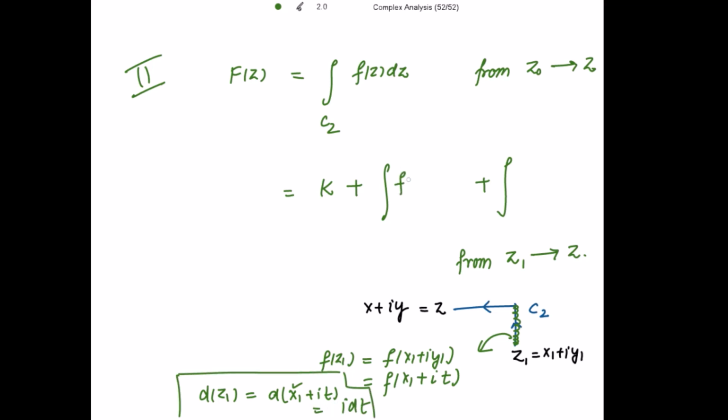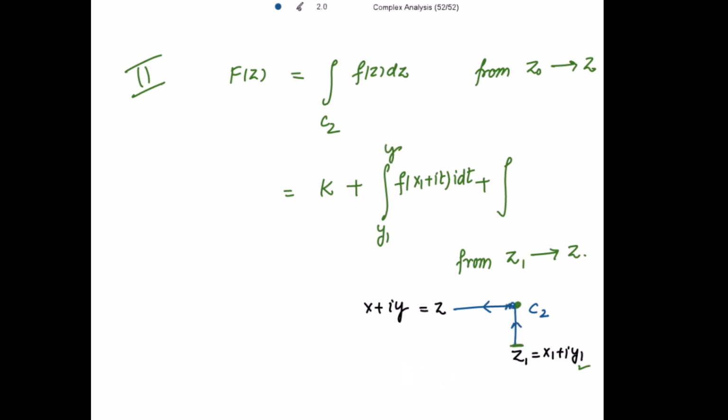So writing here f of x1 plus iota t, and for dz1 we write iota dt, and the limits will be written for y. What is the value of y over here? It is y1. What is the value of y over here? It is y. And moving along this path up to the point z, along this path we have f of z, right? So that is equal to f of x plus iota y.